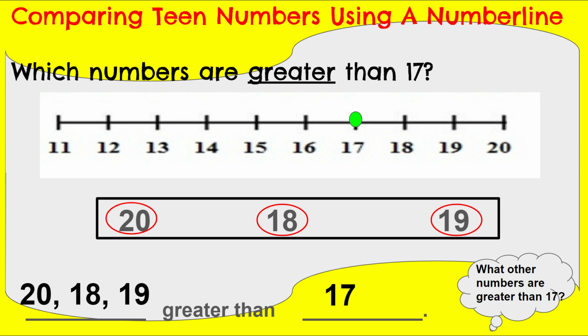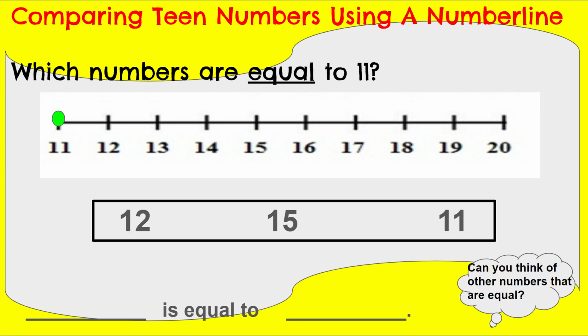Say that with me. 20, 18, and 19 are greater than 17. What other numbers are greater than 17? There's no other numbers on our number line here that are greater than 17, but if we kept going with our number line, we could say 21, 22, all those numbers, even number 100, that would be greater than 17.